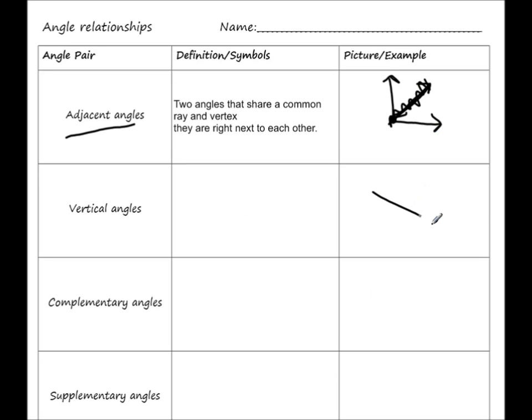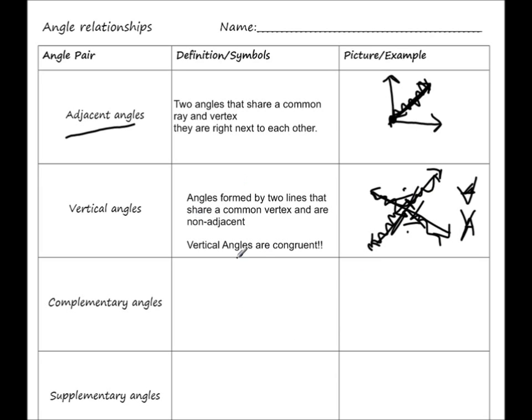Okay, vertical angles, remember those are your angles that are formed by two straight lines, and they're right across from each other. They form a V and an A. If you want to write that off to the side, VA for vertical angles. They are not adjacent. They don't have one common ray. This ray here isn't common with this ray here, isn't common with this ray here, isn't common with this ray, and they're congruent. Complementary angles are angles whose sum is 90 degrees.